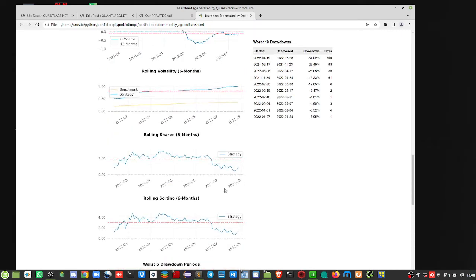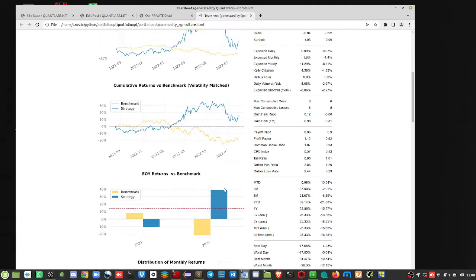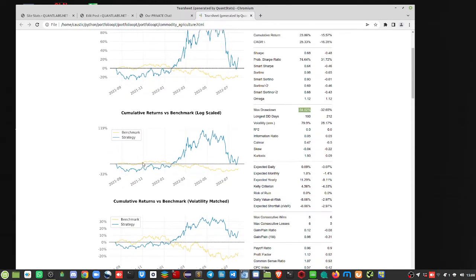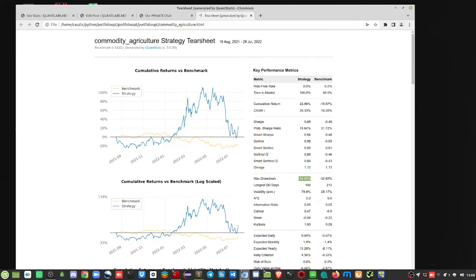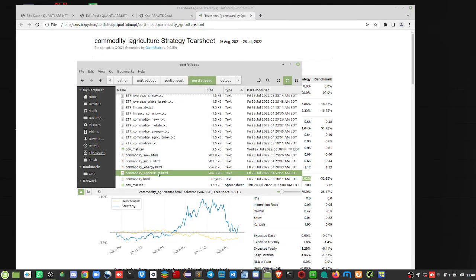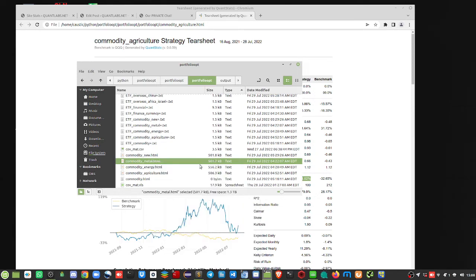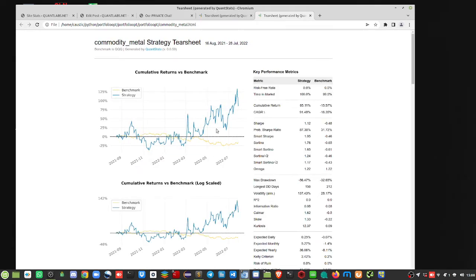All right, so that's a typical ETF performance based on stock or anything related around agriculture. Now, let me show you another one here. So let's take a look at metal. Okay, metal. There's a couple of things here with metal. This is going to throw you off.